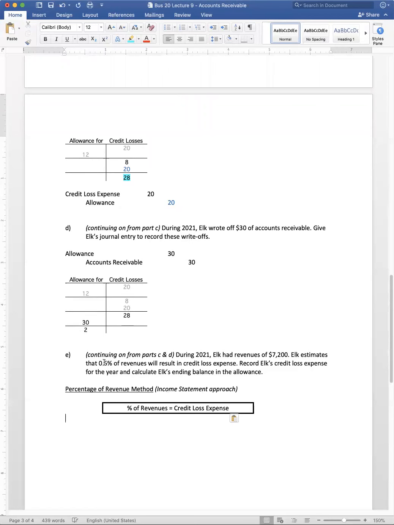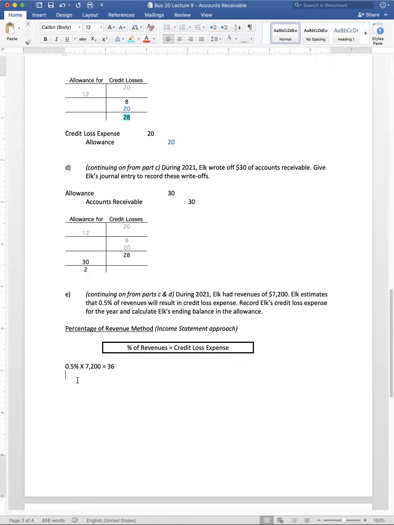Okay, so what we've got here is a percentage of revenues. We're estimating 0.5% of revenues, and that will result in credit loss expense. So we're saying a percentage of revenues is going to be our credit loss expense. Calculating that out, that means we think 0.5%, or 0.005, multiplied by the revenues of $7,200 gives $36, which is our credit loss expense. That's what we said right here. It's our credit loss expense.